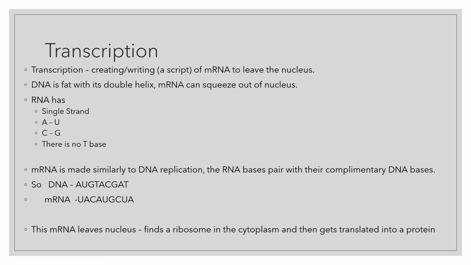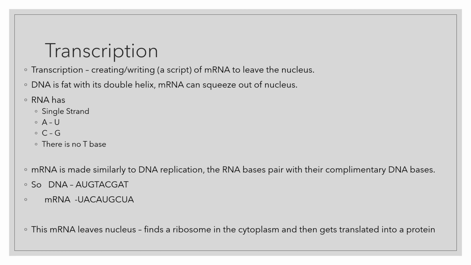All right, so now that we know how DNA is structured and generally how we make new DNA, let's talk about transcription and translation. Some people have a hard time remembering which one comes first. Translation has the word late in it, so it comes second. So transcription is the first in the process. Transcription is creating or writing a script of mRNA that's going to leave the nucleus. I've mentioned that DNA is double-stranded, so it's a little bit wider, and it can't really fit through the nucleus pores. However, mRNA can squeeze out of the nucleus because it's one strand, which makes it a little bit skinnier.